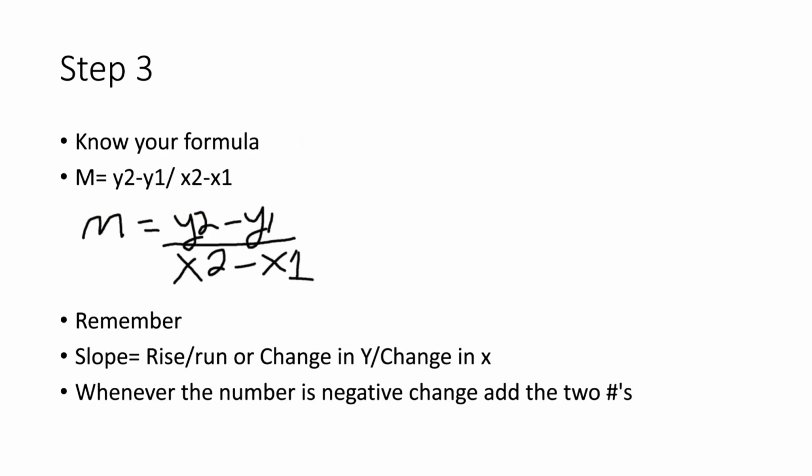Step 3. Know your formula. M equals y2 minus y1 over x2 minus x1 is the formula, and it also is drawn out for you. Remember, slope equals rise over run, or change in y over the change in x. Whenever the number is negative, change the subtraction sign to addition, meaning just add instead of subtracting.